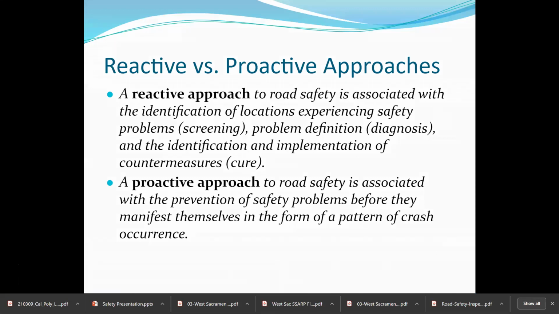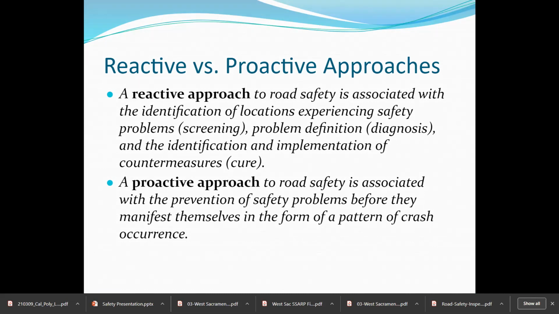And that gets to a reactive versus proactive approach, right? A reactive safety approach would be that you do your screening, you define the problem, and then you identify an implementation of the countermeasures. In the reactive approach, we very much rely on the crash data. We want crash data to be as long-term as possible.